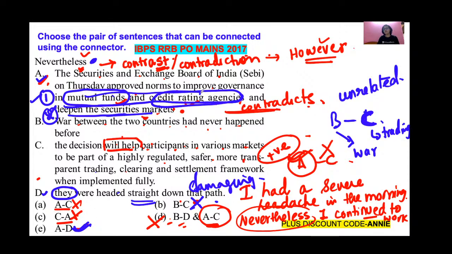SEBI on Thursday approved norms to improve governance in mutual funds and credit rating agencies and deepen securities markets. Nevertheless, they were headed straight down the path.